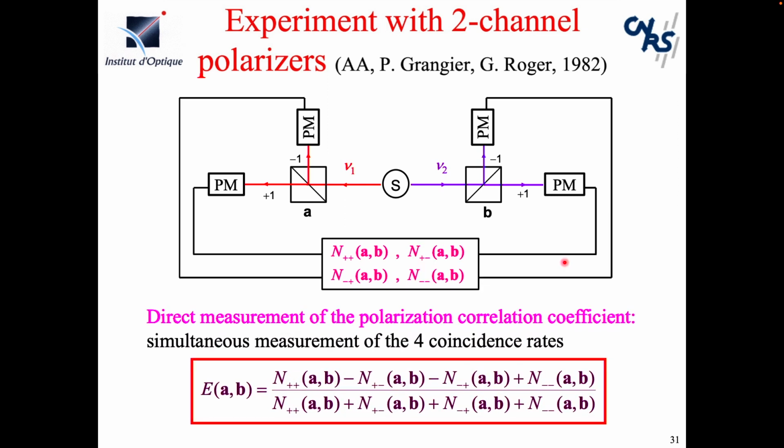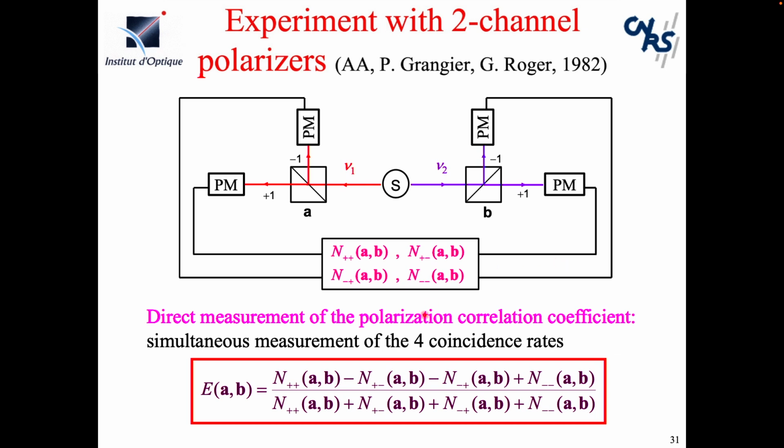The beauty of this experiment is the following. You just put the system as it is. You choose an orientation A and orientation B. You have a run of 100 seconds. During that run, you have 4 results: n++, n+-, n-+, n--. And that's all. No calibration.